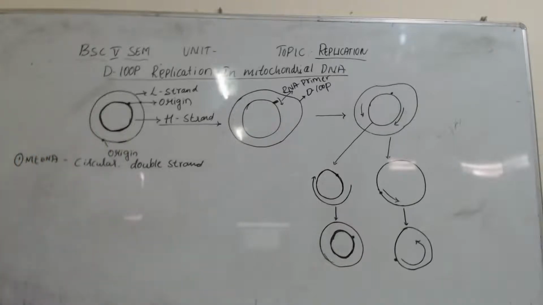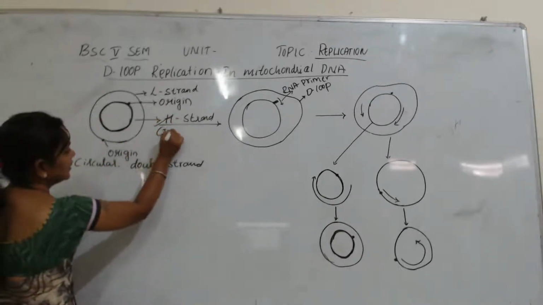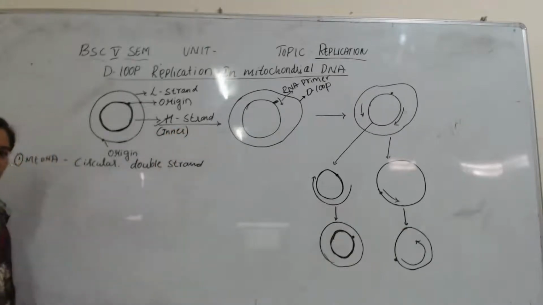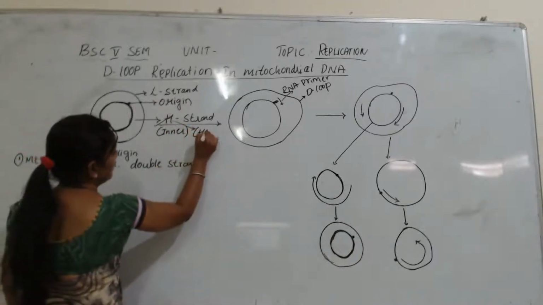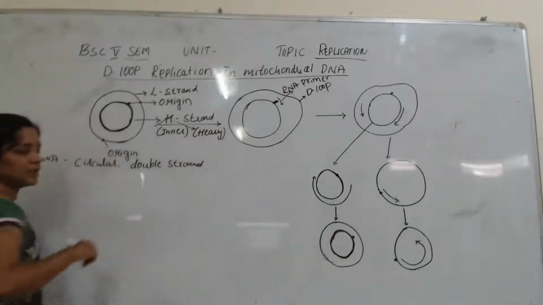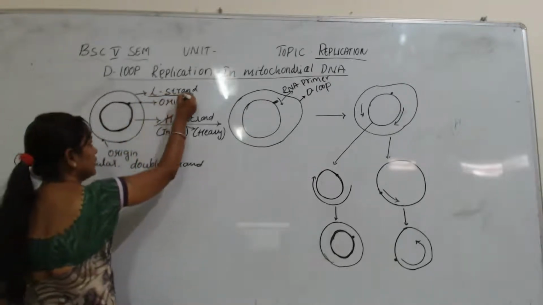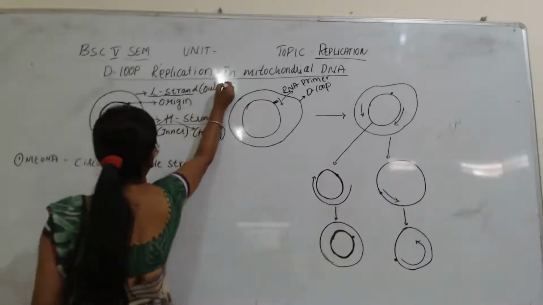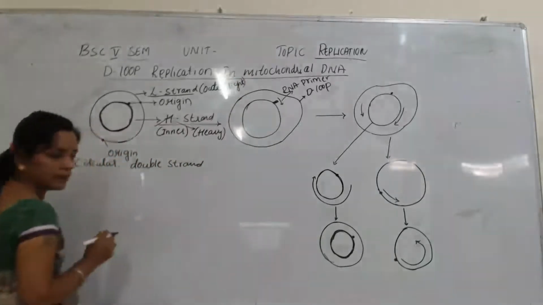Next, the inner strand is called the H strand. H means heavy. It is a little bit thicker than the outer strand. And the outer strand is called the L strand. L stands for light. Very simple.